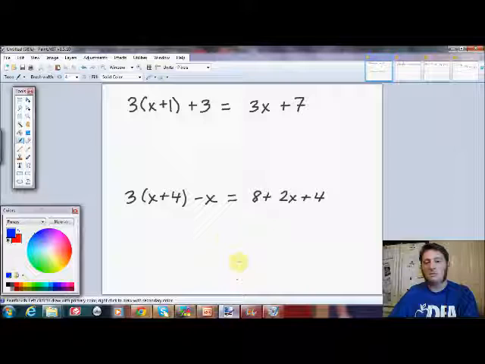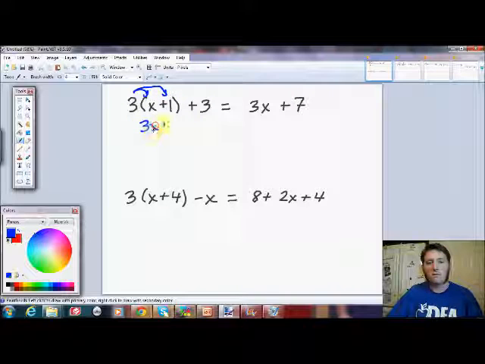So let's pause there and make sure we understand this. I've got two equations here in the example, so we're going to solve these and see if we can figure out which is which. Maybe we start with a little distributing. 3 times x is 3x. 3 times 1 is 3. Nothing else in the problem changes yet. Some of you probably already see where this is going. 3 plus 3 makes 6.